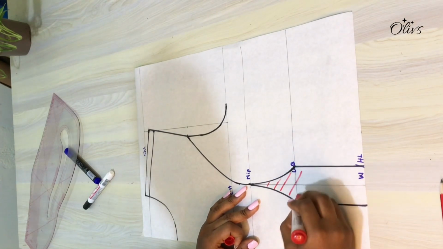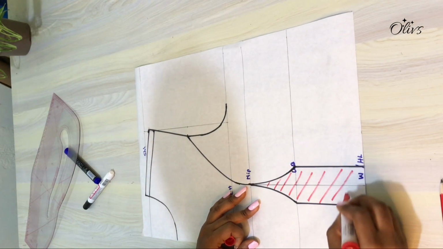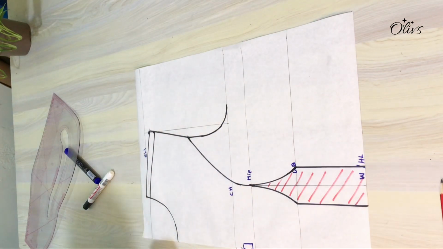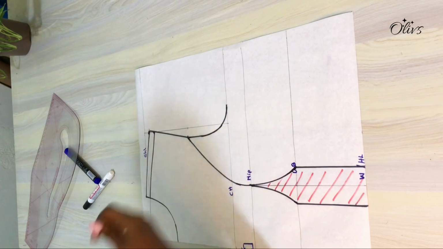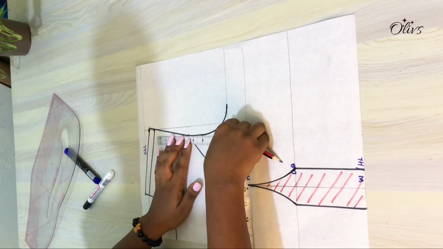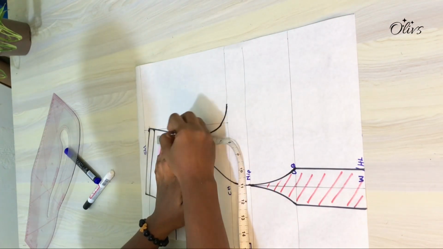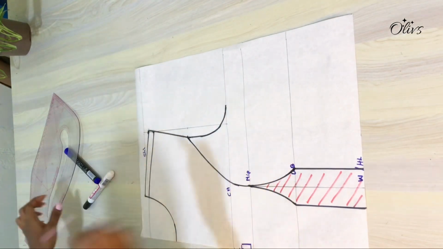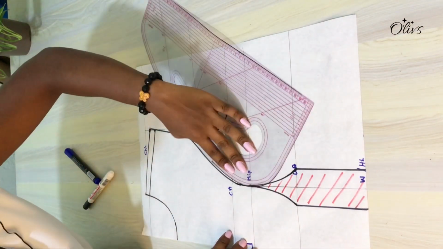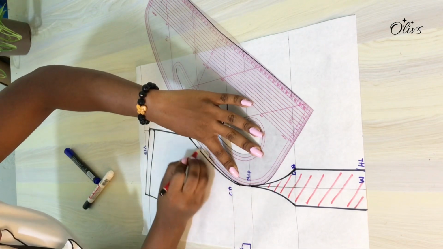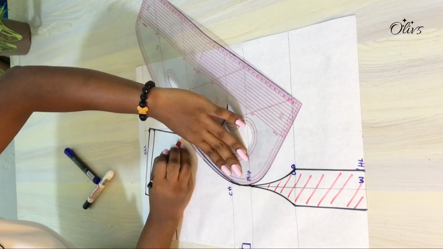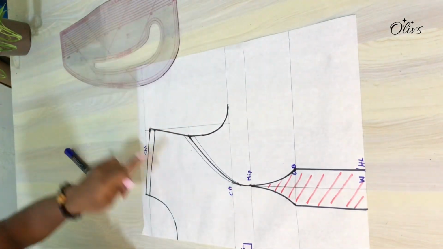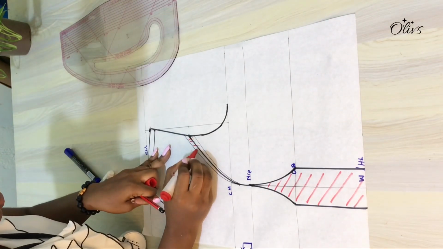So we are going to cut off this dart. On the armhole, take half an inch dart on both sides of the line, just like this. Connect each of them to the 1 inch point. You will also cut off this part.